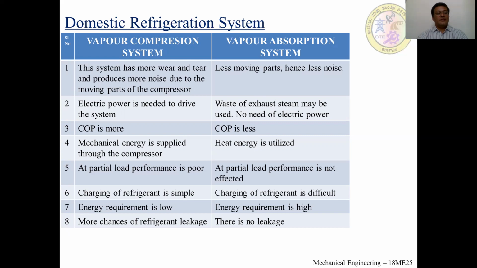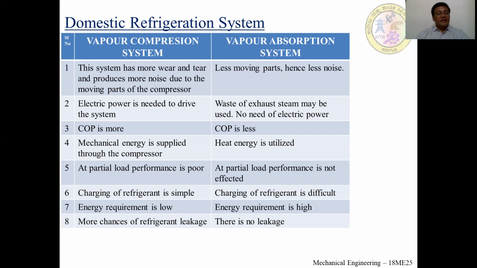The next difference is that mechanical energy is supplied through the compressor, whereas in vapor absorption, instead of mechanical energy, we supply heat energy. So heat energy is effectively utilized in the vapor absorption system. In the vapor compression system, at partial load, performance is poor, I mean, performance will drop. But in the vapor absorption system, at partial load condition, the performance is not affected. There is no impact on the performance.